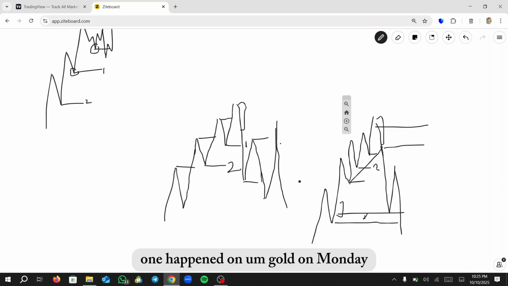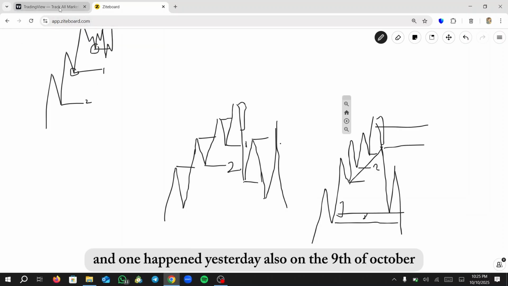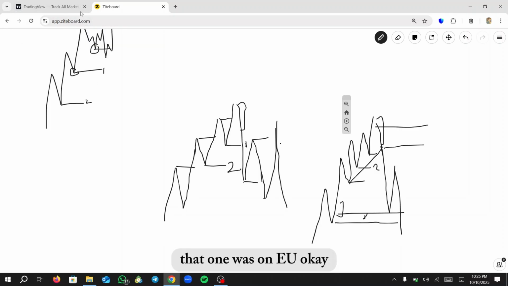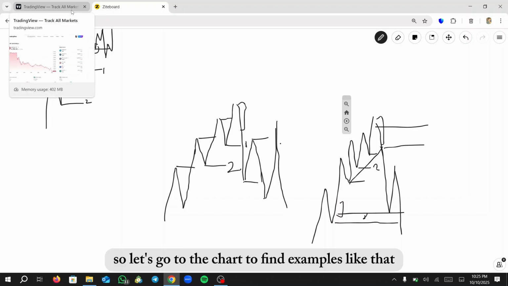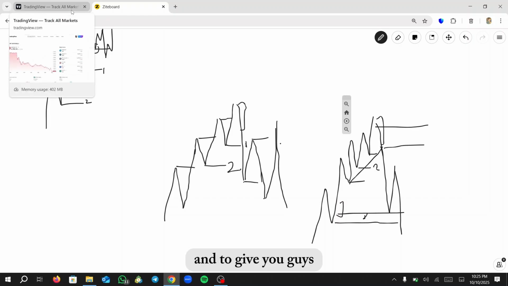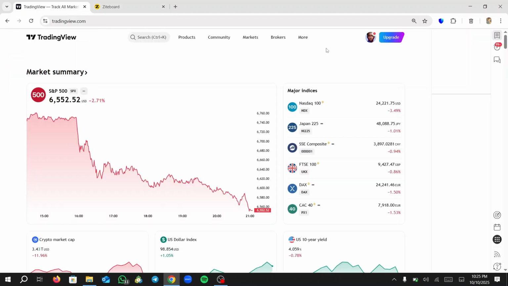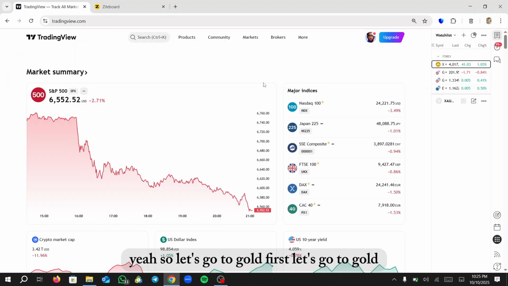One happened on gold on Monday. Today is the 10th, right? I think that was on the 6th of this October 2025. And one happened yesterday also, on the 9th of October. That one was on EU. So let's go to the chart to find examples like that and to give you guys a better explanation of what I'm trying to say. Okay, so let's go to gold first.